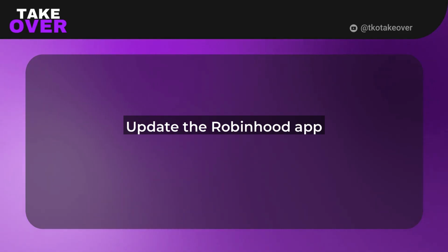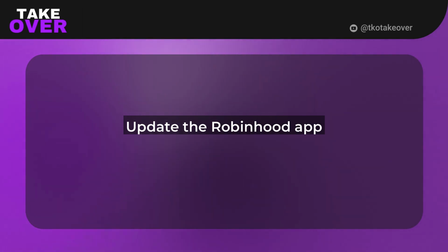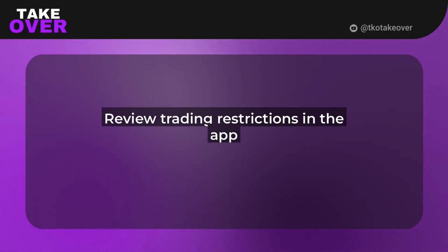Step 2. Verify your identity completely. Head to the Security or Profile section and ensure all verification steps are done. This might involve uploading a government ID or answering personal questions. It's quick and essential for unlocking features.